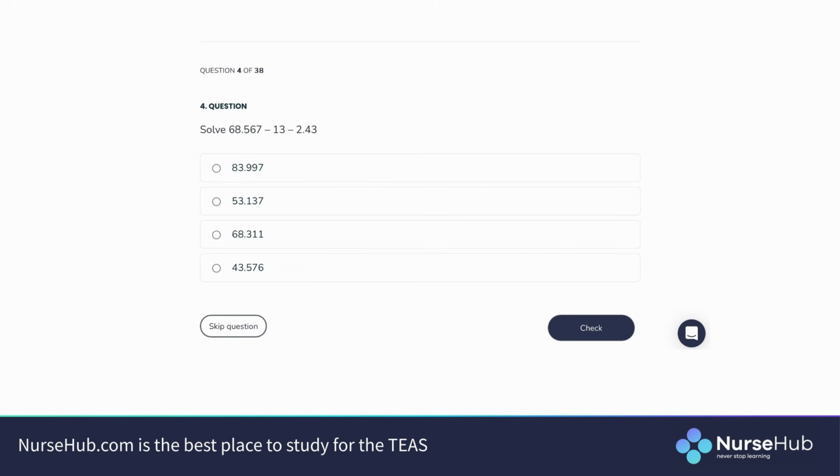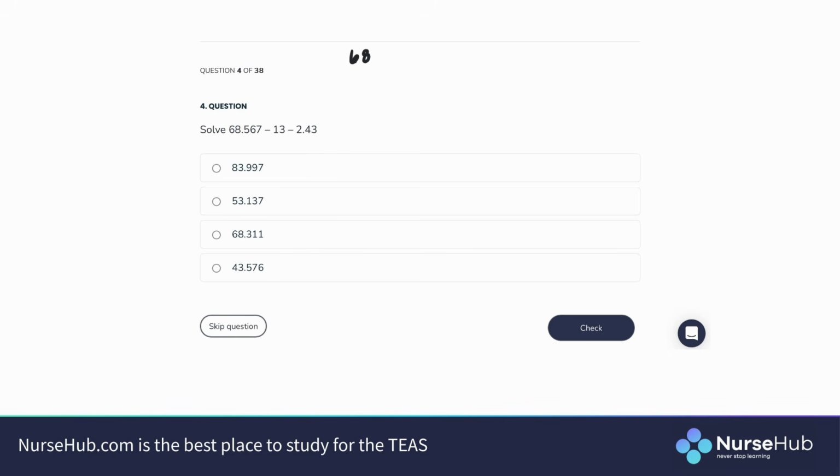Question 4. Solve 68 and 567 thousandths minus 13 minus 2 and 43 hundredths. All right, so in this problem, try it out, and then we'll go over it. Now, you can solve this problem two different ways. You can subtract both at the same time if that helps, or you can subtract one at a time. So we'll just subtract one at a time.